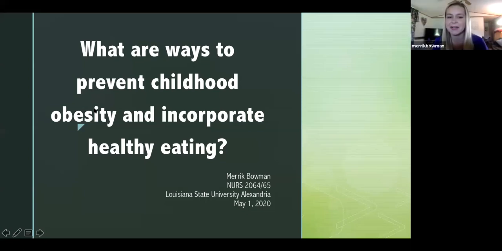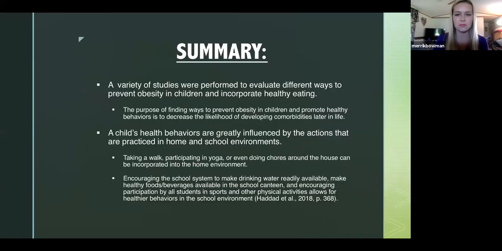Okay, hey everyone, I'm Merrick. My presentation is, what are ways to prevent childhood obesity and incorporate healthy eating? A variety of studies were performed to evaluate different ways to prevent obesity in children and incorporate healthy eating. The purpose of finding ways to prevent obesity in children and promote healthy behaviors is to decrease the likelihood of developing comorbidities later in life.